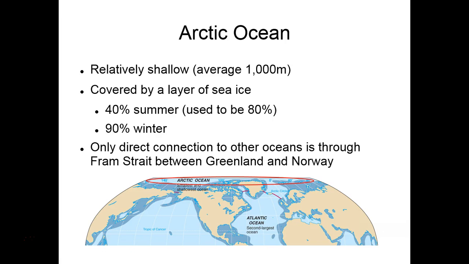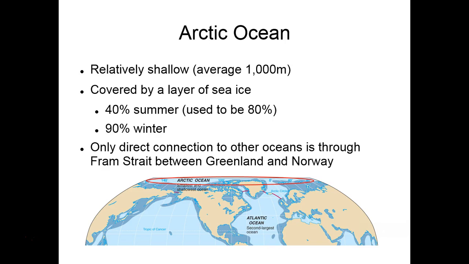Then we have the Arctic Ocean, which is the ocean that surrounds the North Pole. It's relatively shallow, only on average being about 1,000 meters deep, and it is characterized by being covered by a layer of sea ice. So in the summertime, it's covered by about 40% ice, although it used to be covered by about 80% in the summer, but due to climate change and global warming, we're seeing a very rapid decrease in the amount of sea ice in the Arctic Ocean. In the winter, it tends to be covered by about 90% ice.